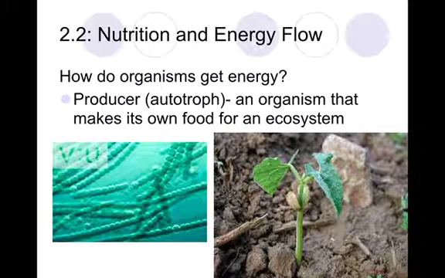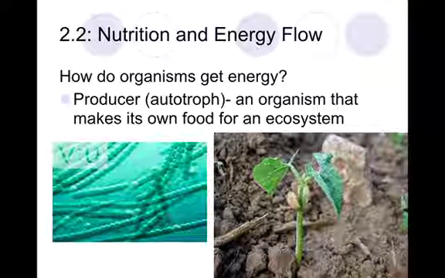Next, we're going to talk about nutrition and energy flow. So we need to know, how do organisms get their energy? And we know that getting energy and processing it is a characteristic of life. Our producers, which are on our first trophic level, our largest biomass of organisms, are what we call autotrophs. We know auto means self, troph means feeding. So they are able to feed themselves. They make their own food. This is an organism that makes its own food for an ecosystem.